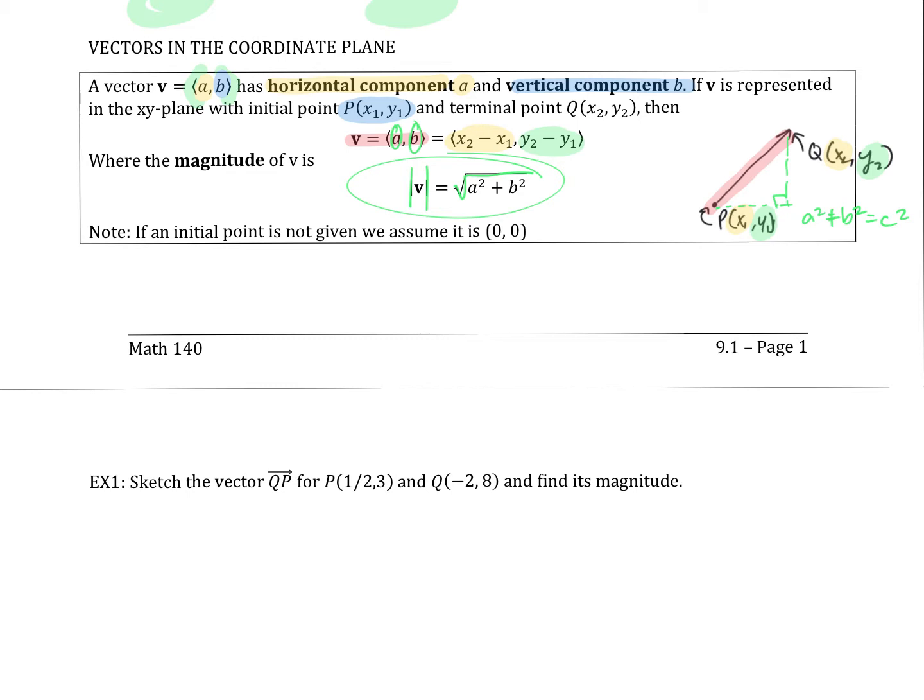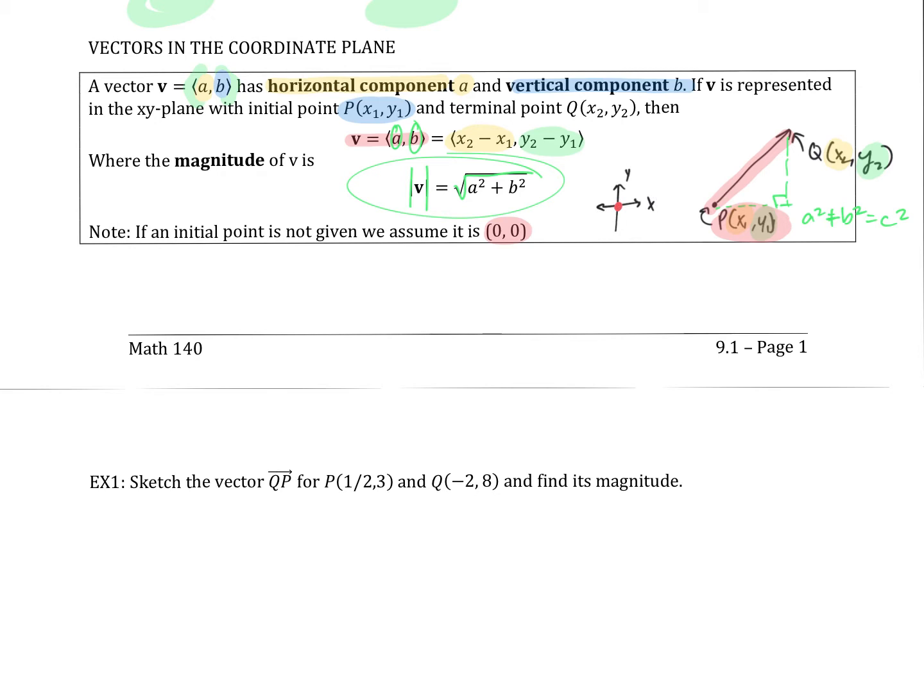So note, if an initial point is not given, what does the initial point mean? Well, if we are not given this value here, we're allowed to assume that our vector is starting at the center, otherwise called the origin, of our graph. Okay, let me just go ahead and show what that is. So if we had our xy plane, we're allowed to assume it starts at the origin unless they tell us otherwise. Alright, so let's take a look at an example.